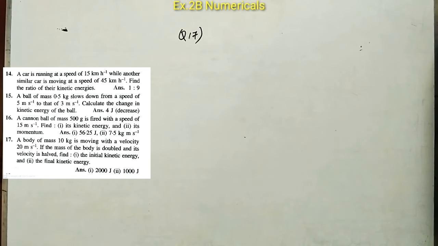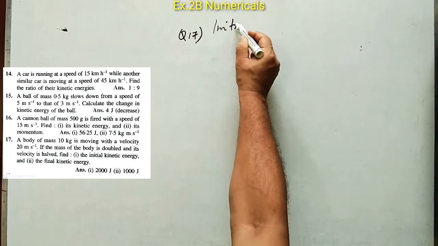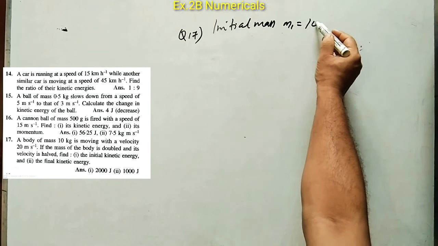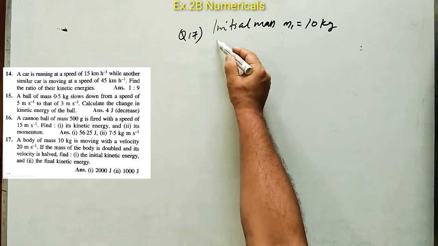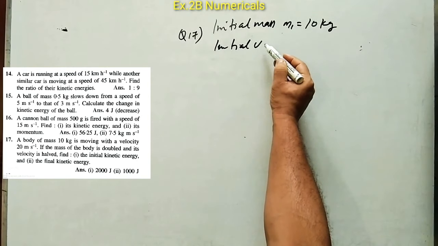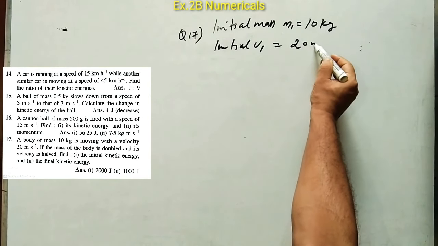Now moving on to question number 17. A body of mass 10 kilogram is moving with a velocity of 20 meter per second. If the mass of the body is doubled and its velocity is halved, find the initial kinetic energy and the final kinetic energy. So try to understand the case here. Here the initial mass of the body, initial mass m1, is given as 10 kilogram. Alright, and the initial velocity v, take it as v1, is given as 20 meter per second.